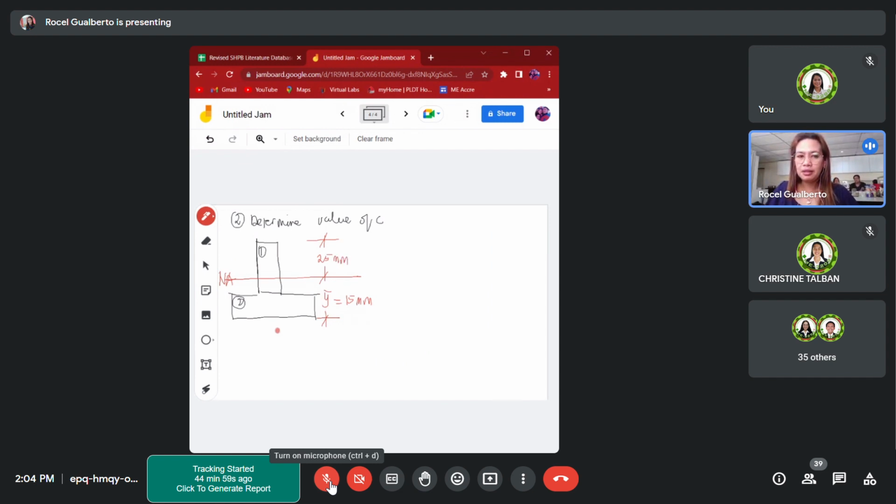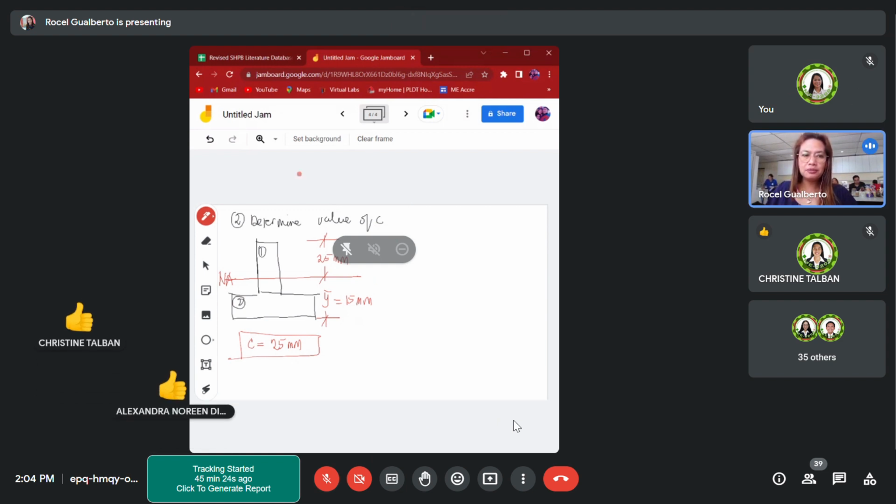Nakuha po ba? So, with these two distances now, pipiliin lang po natin yung mas malaking value. Kung alin po yung mas malaki sa dalawang distance na yun, that would be marked as your value of C. So in this case po, your C is equal to 25 mm. Nakuha? Naiintindihan? Okay, and then last one po.